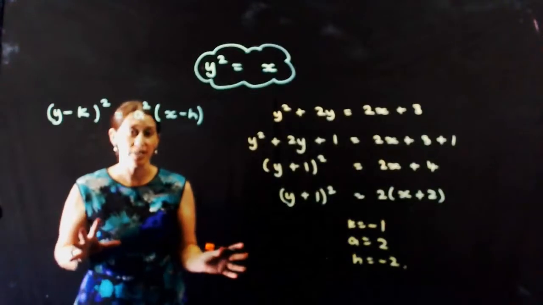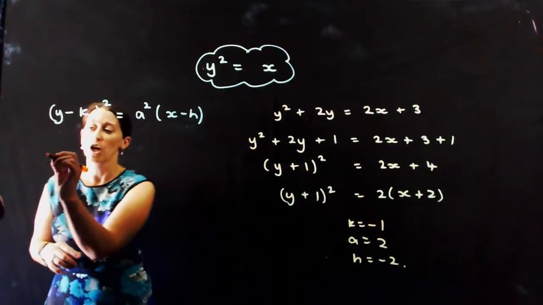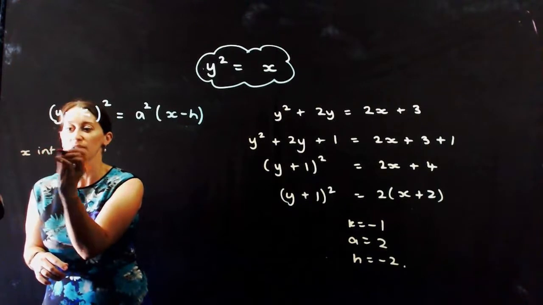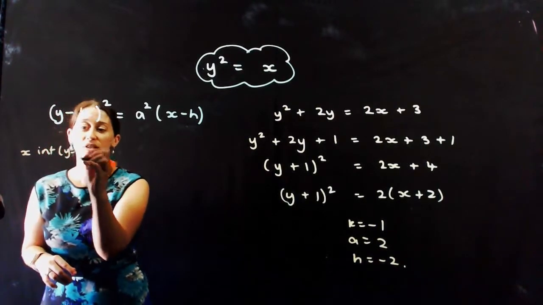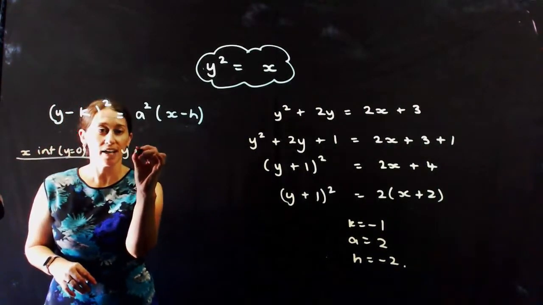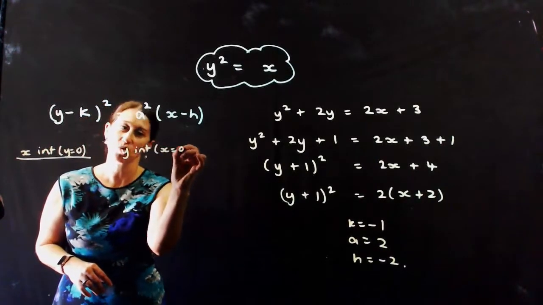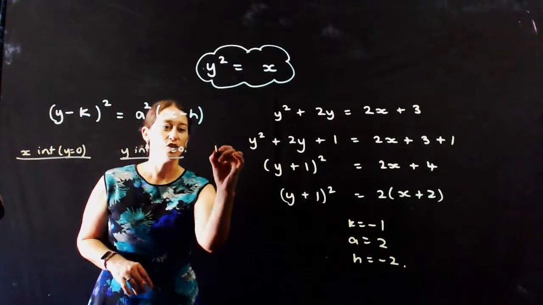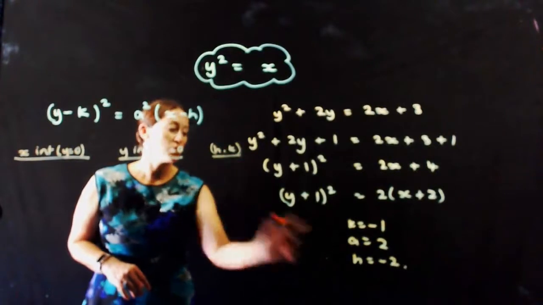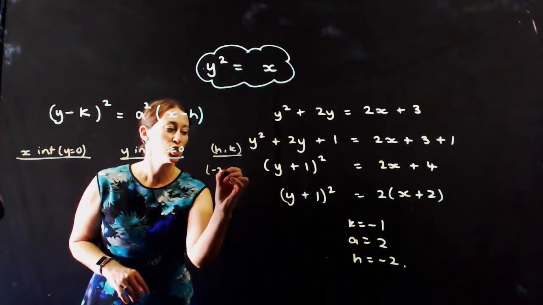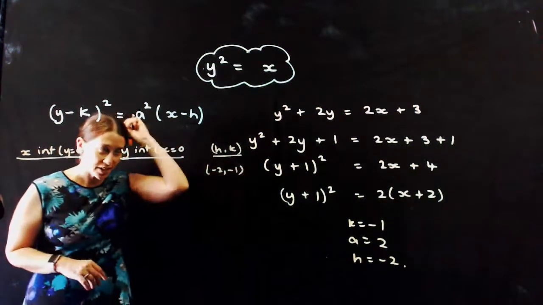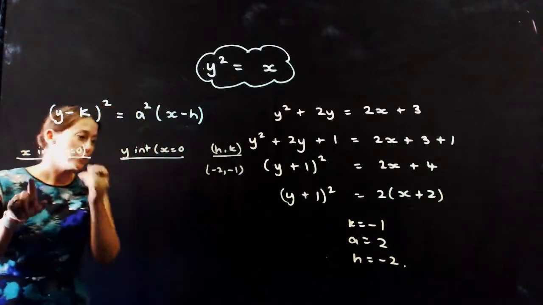Now, if we're going to sketch this graph, we should always have the same headings. We should have the x-intercept, which we know occurs when y equals 0. The y-intercept, which occurs when x equals 0, and then our value of h, k, which we've just worked out, is -2, -1. So that's the coordinate of our turning point. So let's go ahead and do that.